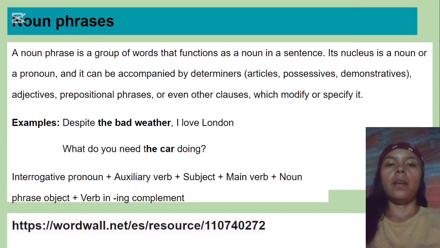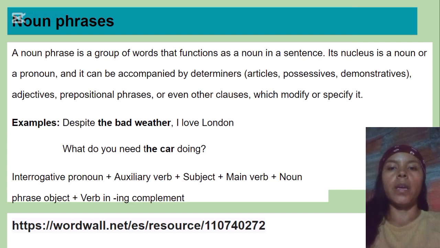And today I will talk about the use of some grammatical structures. Let's start with noun phrase. A noun phrase is a group of words that function as a noun in a sentence. Its nucleus is a noun or a pronoun, and it can be accompanied by determiners, articles, possessives, demonstratives, adjectives, a prepositional phrase, or even other clauses that modify or specify it.